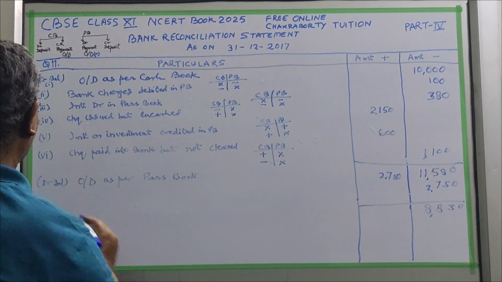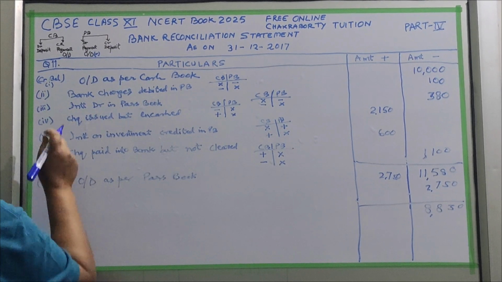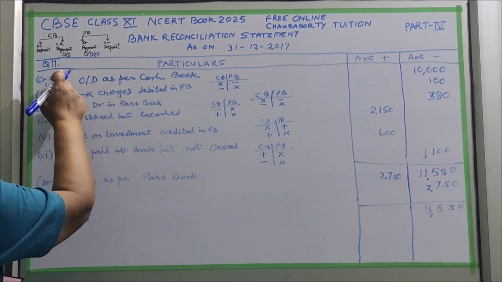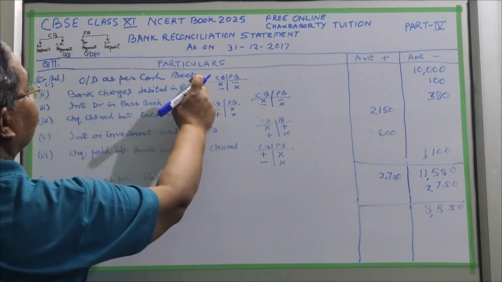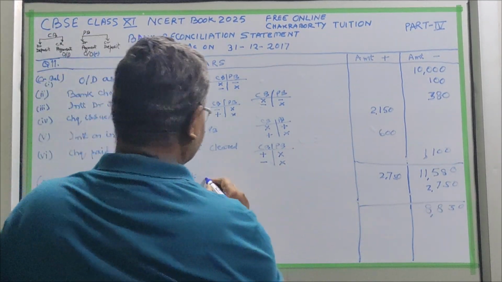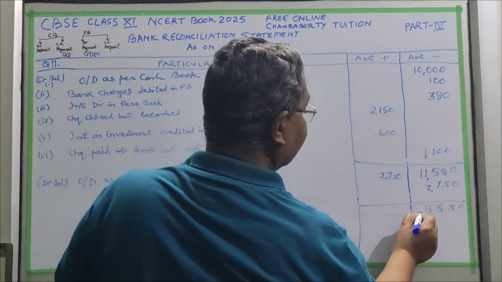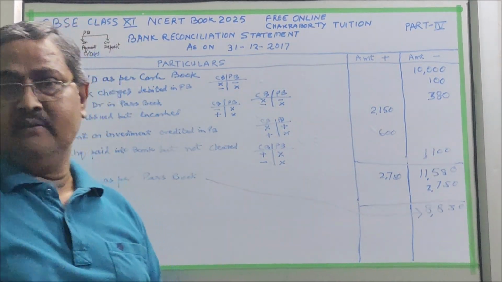If you want to write, it is not necessary. OD you have written means it is a debit. But if in any question, instead of OD, it is written credit balance, so here you will write debit balance. And in the cash book you have to write passbook. So this is your answer, on the debit side. Okay. Now we will go for the next question.